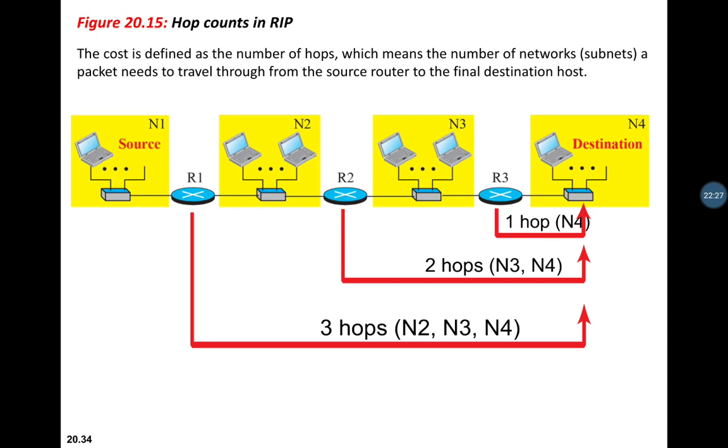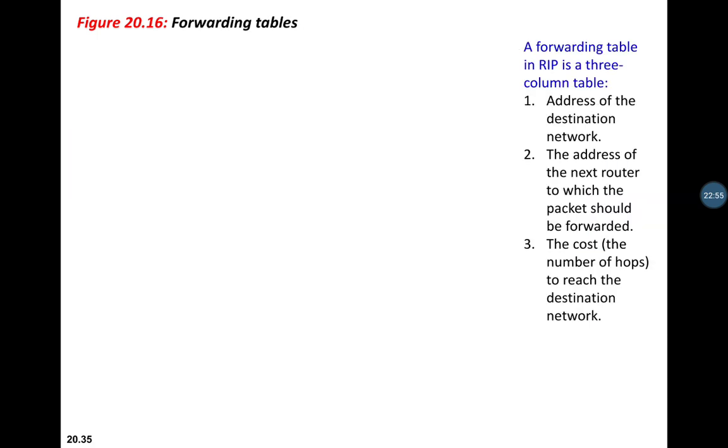How do we calculate the hop counts here? It will be just with respect to the number of networks a packet needs to travel from the source to the destination. In that way, the cost will be defined as the number of hops. Like from R3 to reach the destination, one network or one subnet. From R2, there are two networks. From R1, there are three networks. Those are said to be hops.